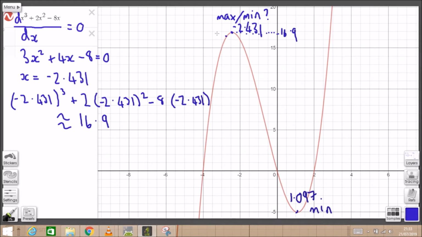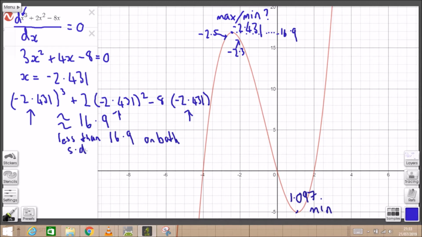How can we test this? Well, one way of testing it is to take a point to the left and another point just to the right of what we think our maximum point is. And we'll plug those numbers in where we originally plugged in negative 2.431. If both these points give us a value less than 16.9 on both sides, then when x is equal to negative 2.431, this must be a maximum, as the other points are lower than it.